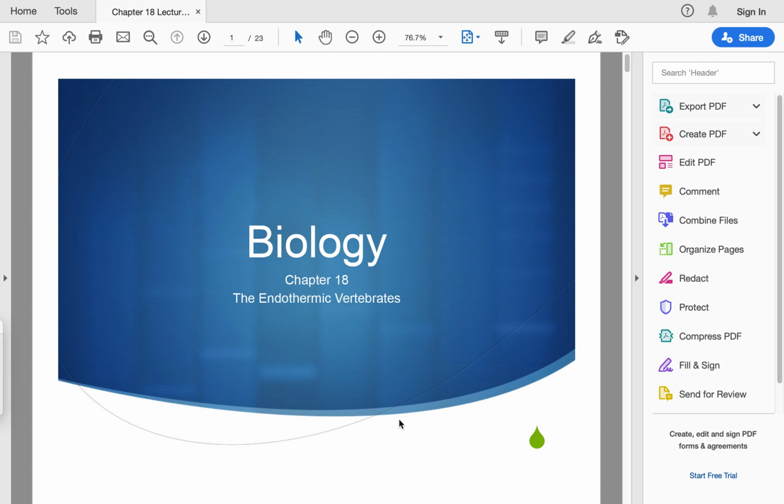Chapters 18 and 19 today. Not too long, but let's jump right into it. So chapter 17 was the ectothermic vertebrates, and now chapter 18, the endothermic vertebrates.